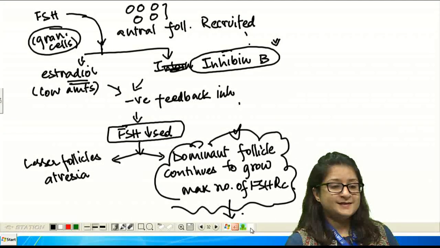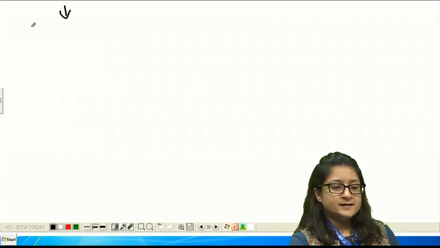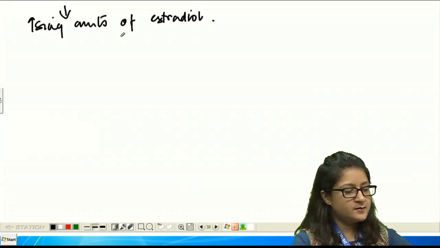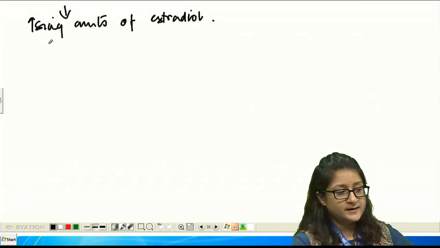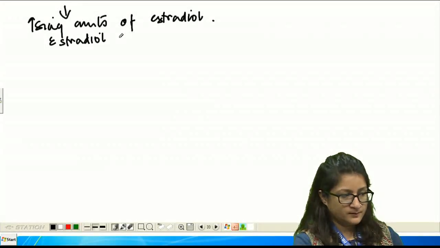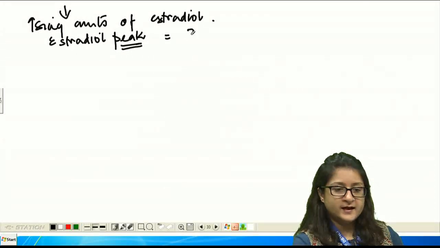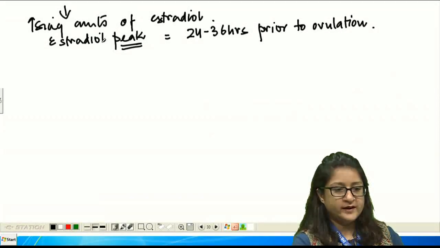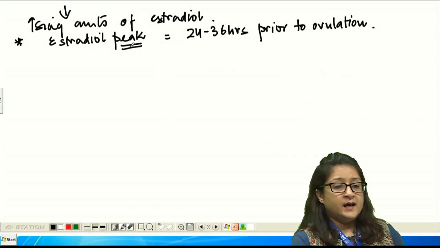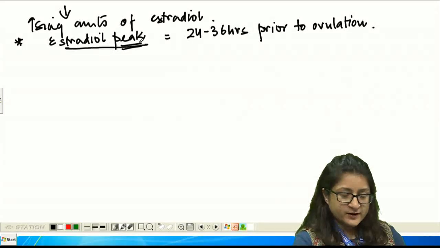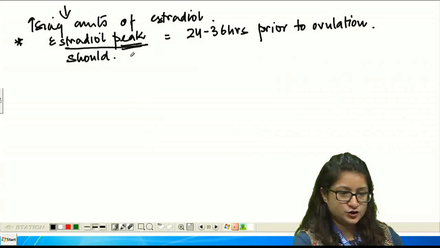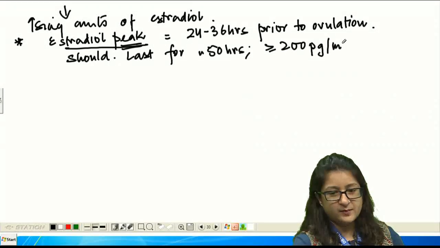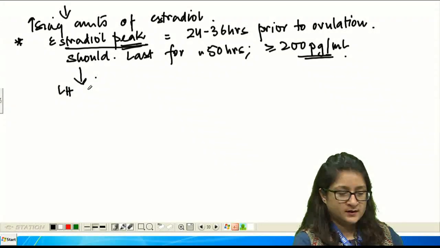Now this dominant follicle starts synthesizing increasing amounts of estradiol, and that leads to what is called the estradiol peak. An important point to remember is that this estradiol peak happens 24 to 36 hours prior to ovulation. Very importantly, this estradiol peak should last for at least 50 hours, and peak levels of 200 picogram per ml should be achieved to be able to lead to the LH surge.